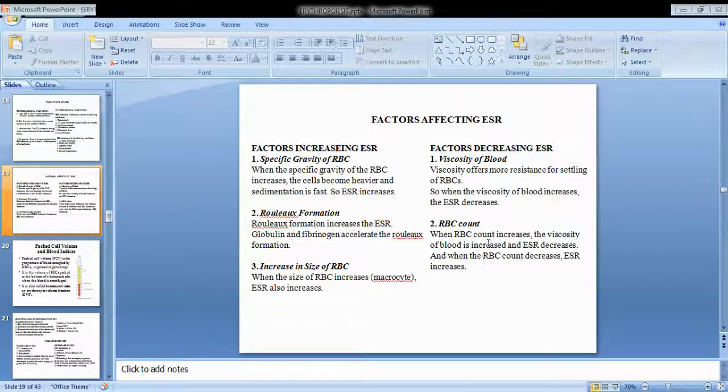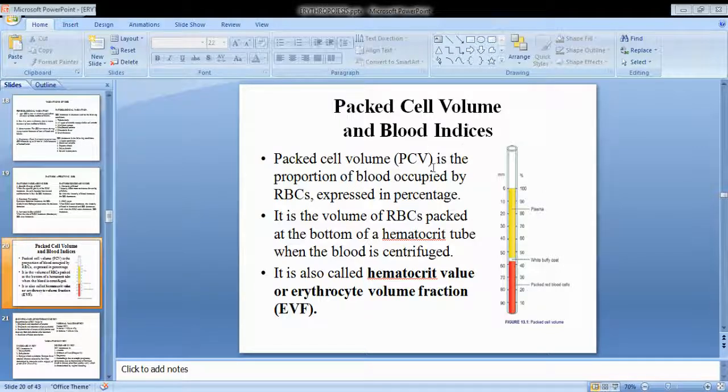RBC count. When RBC count increases, again the viscosity of the blood is increased and ESR decreases. So this also will have a change in the ESR. Now packed cell volume. We'll see the PCV and the blood indices. What are the other blood indices involved in the diagnosis?